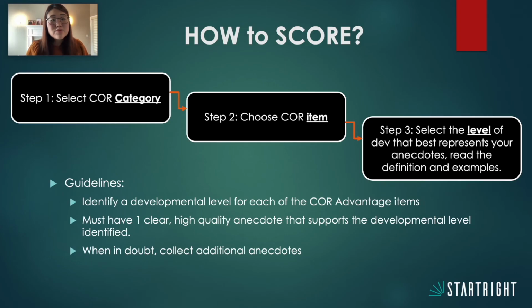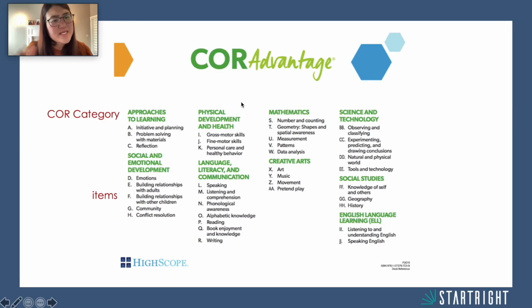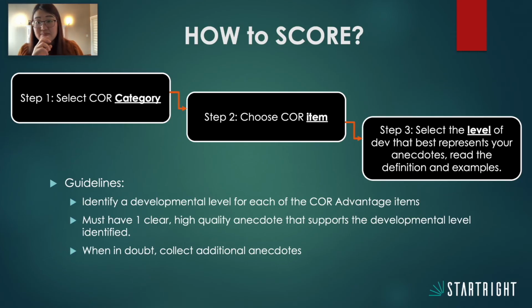Alright, number 2, choose a score item. Does it have to do with emotions? Does it have to do with building relationships with adults? Is it experimenting? What did the child do? Go according to the item. And then number 3, select the level of development that best represents your anecdotes.